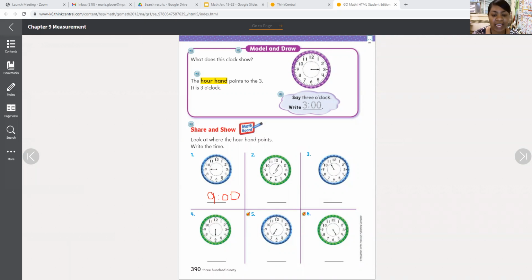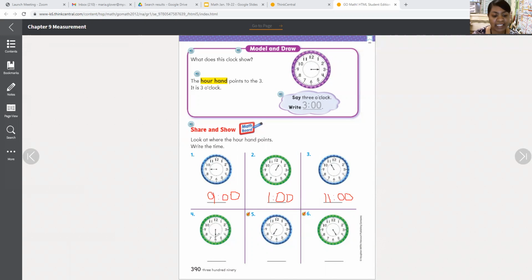All right, our shorthand is our hour hand is pointing to the 1, so we write a 1, a colon, and 2 zeros to show it is 1 o'clock. This is an 11. This is our shorthand, our hour hand, so it is 11 o'clock. Write an 11, our colon, and 2 zeros to show it is 11 o'clock.